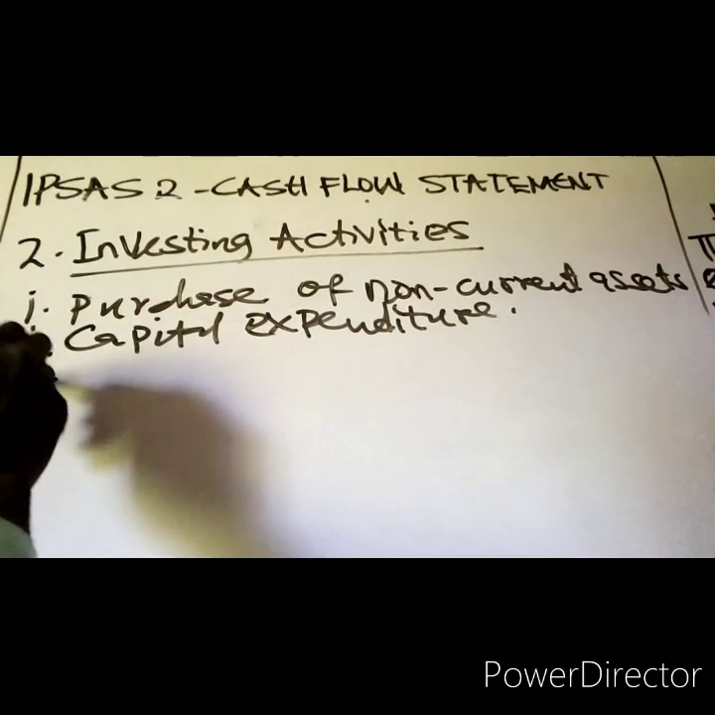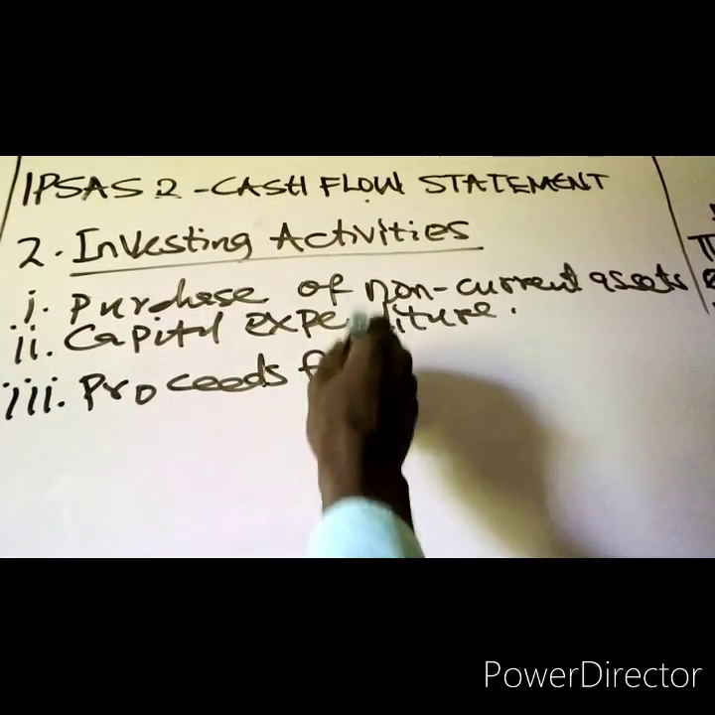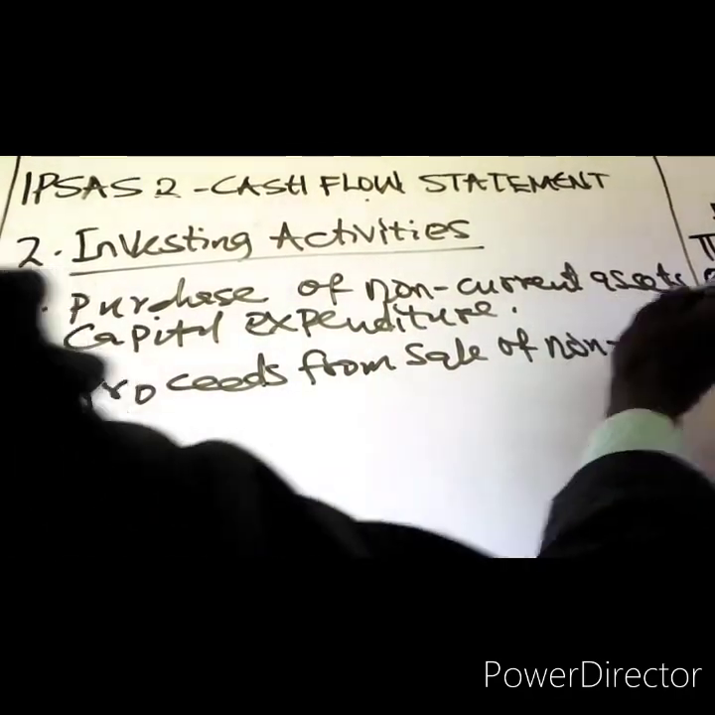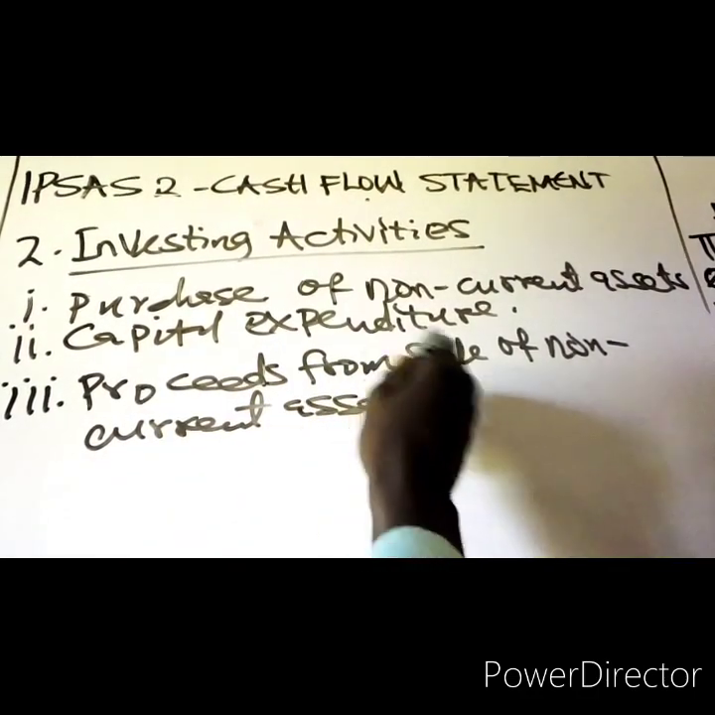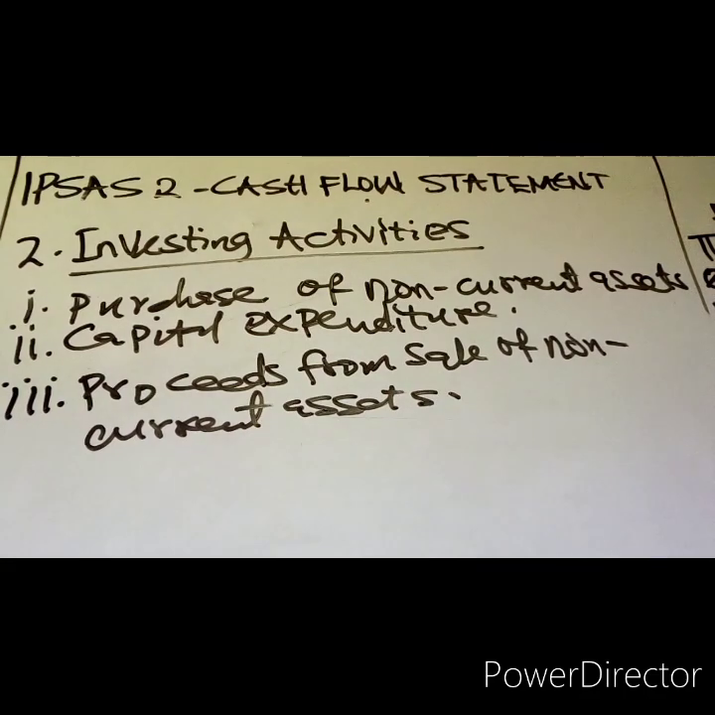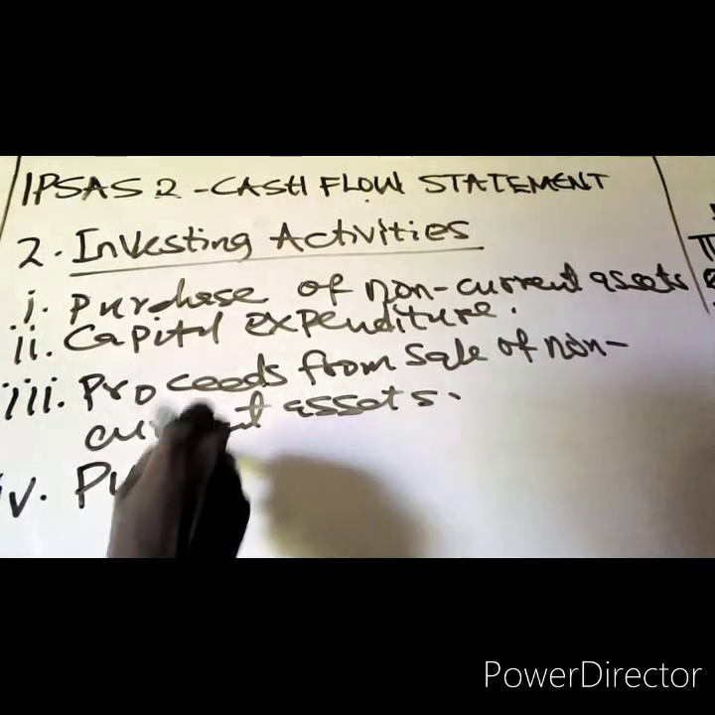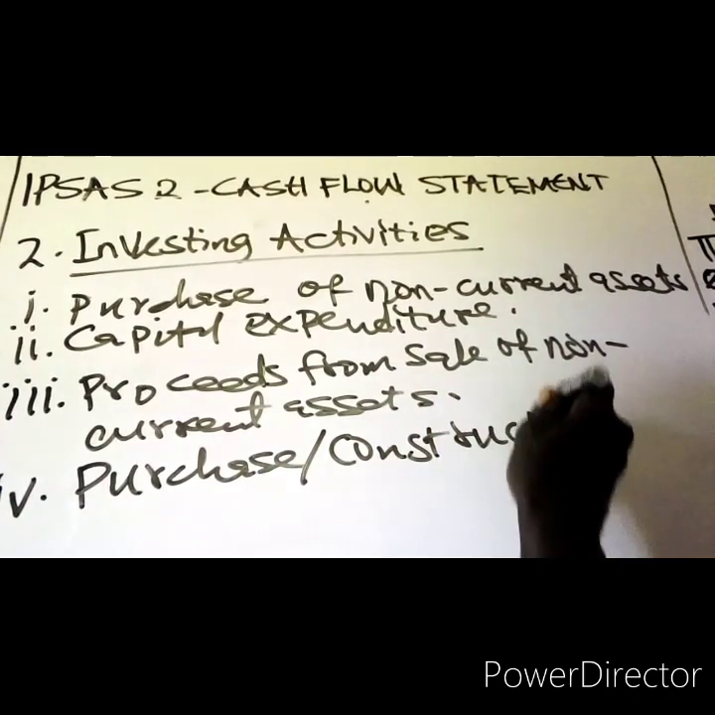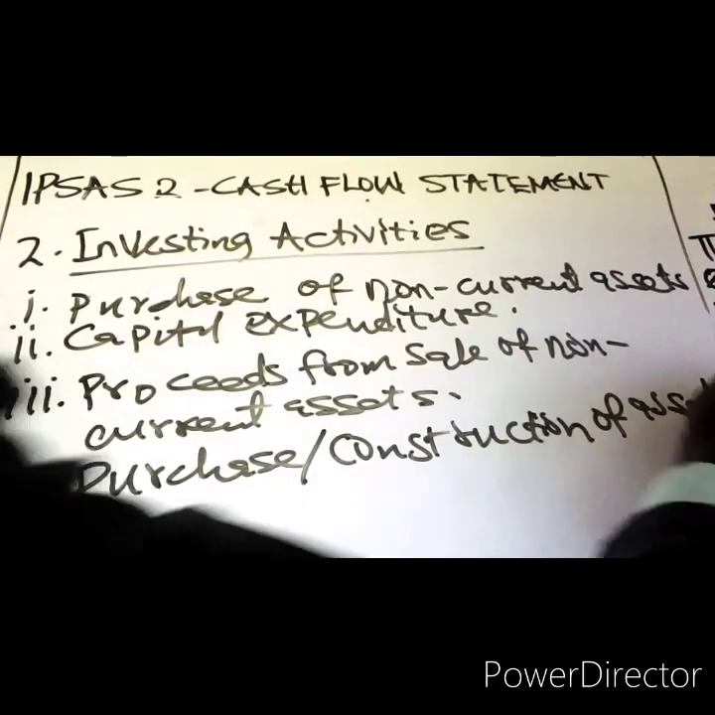Number 3, we have proceeds from sales of non-current assets. Then we also have, number 4, purchase or construction of assets. That is capital item.